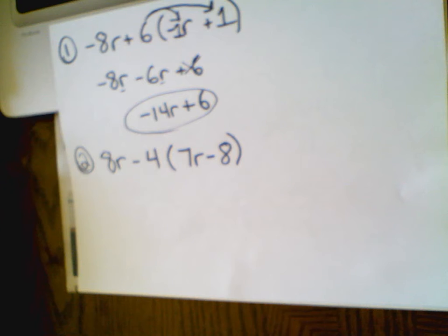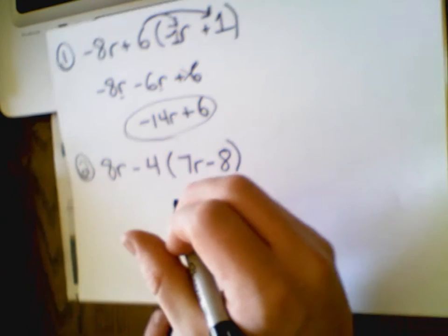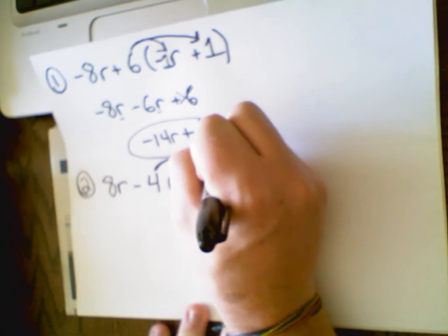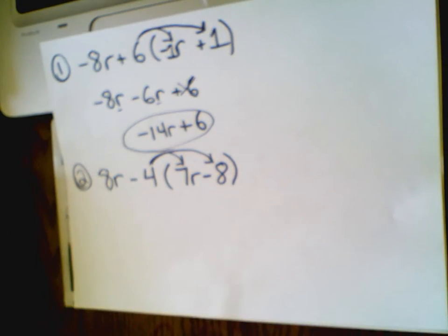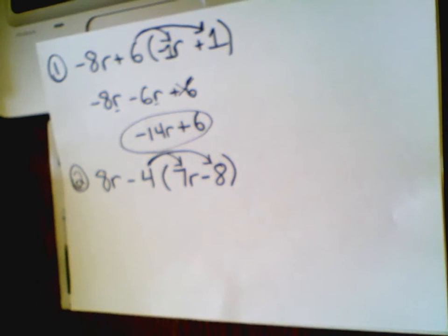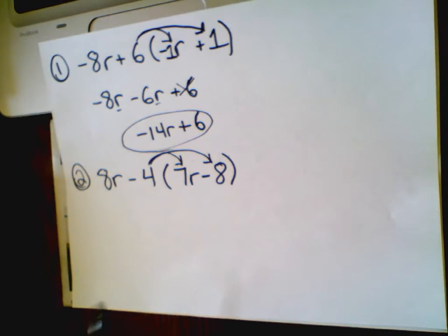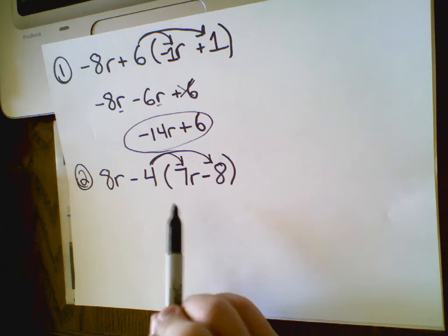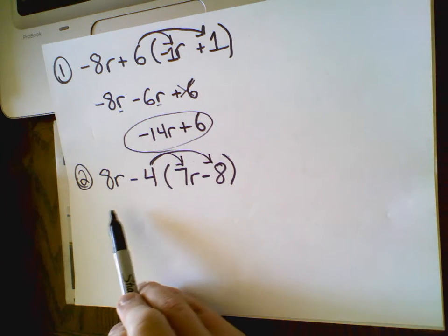That should be good. Okay. The first thing I'm going to do is draw my arrows, from -4 to 7 and from -4 to -8. As I look down on it, I can tell I have an 8R over here that I still can't combine. Okay, here's our loner.